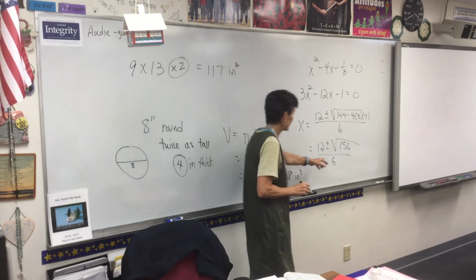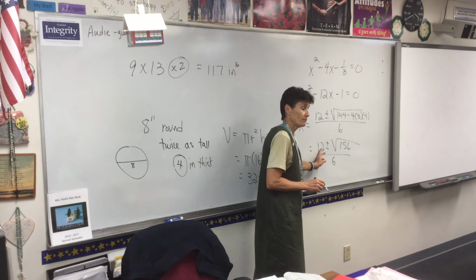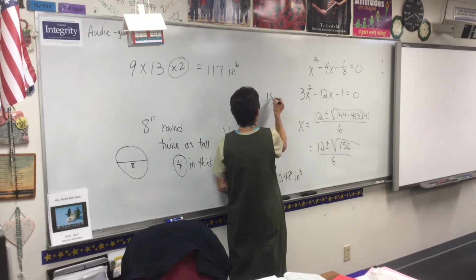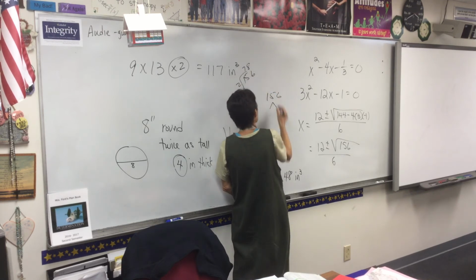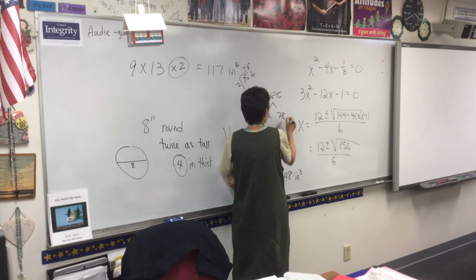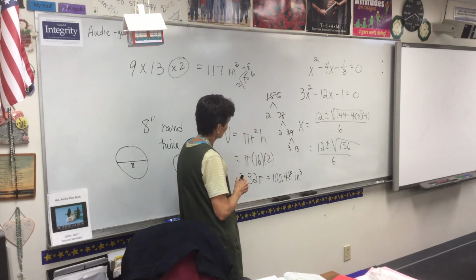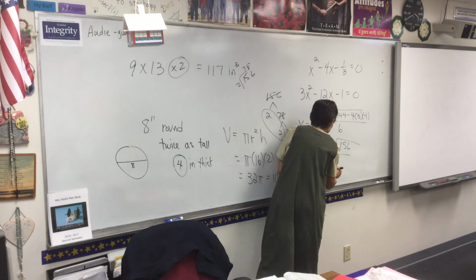Don't even think about canceling these. If you do think of that, block it out of your mind. You can't cancel those. We need to simplify that first. So 156. I don't know, what is that? 2 times 78. 78 is 2 times 39. 39 is 3 times 13. I think that's it. Yeah, so 2 times the square root of 39. So 12 plus or minus 2 times the square root of 39 over 6.